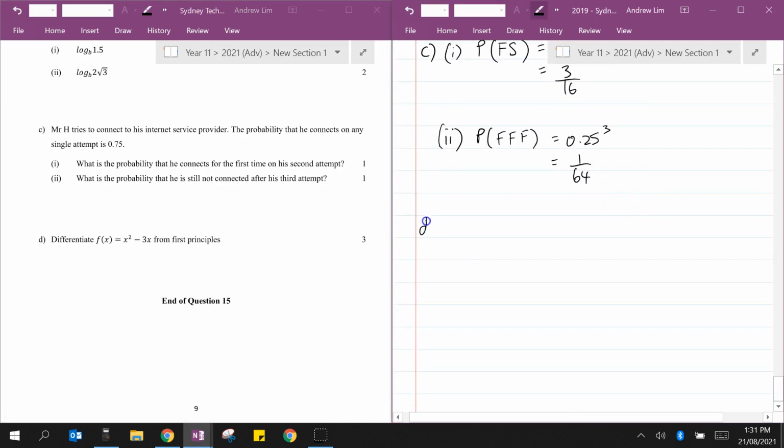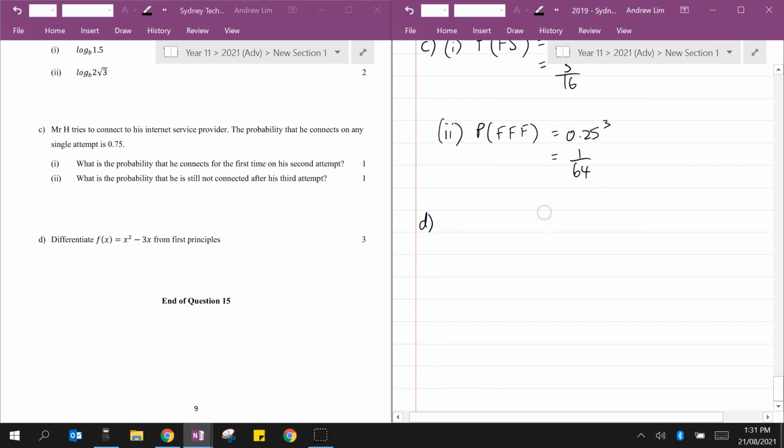Okay, question D. Differentiate f of x is equal to x squared minus 3x from first principles. So first principles says the limit as h approaches 0 of f of x plus h minus f of x, all over h. Okay, so wherever there's an x, we're going to replace it with x plus h.